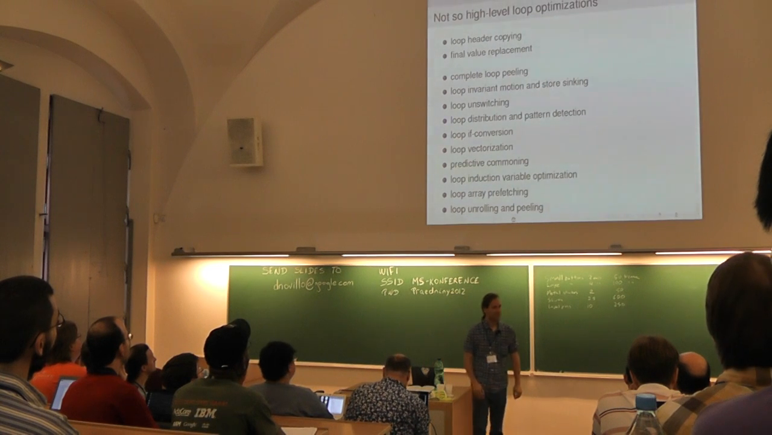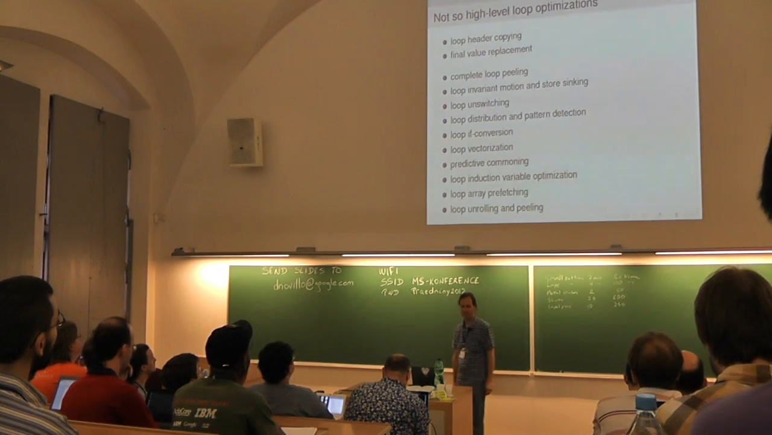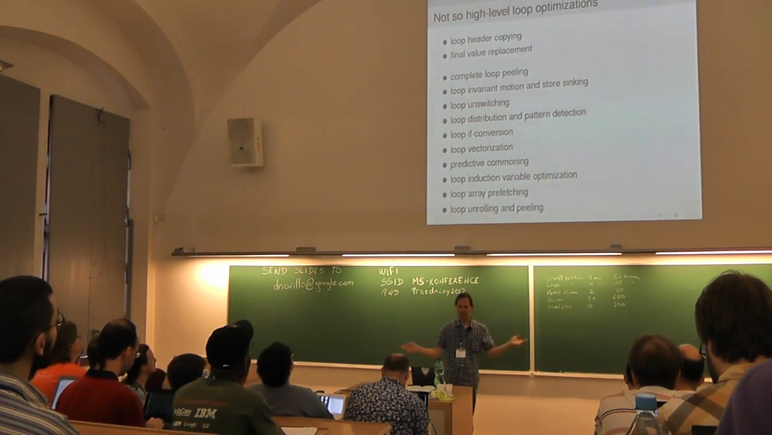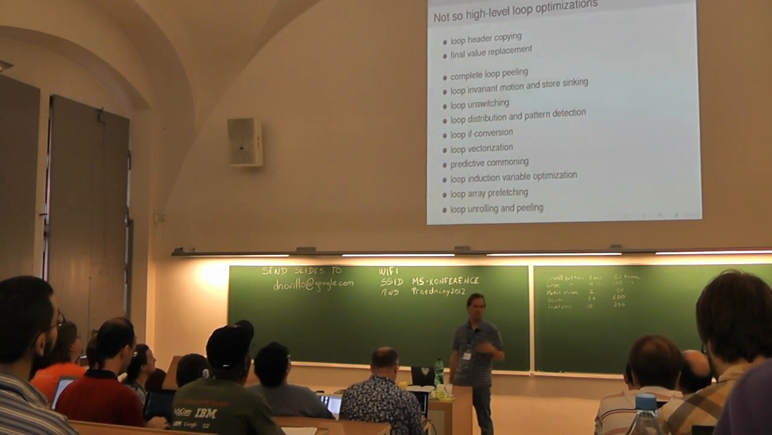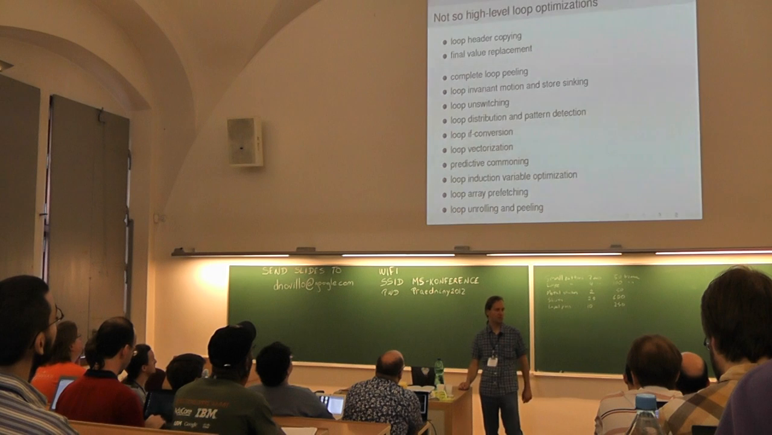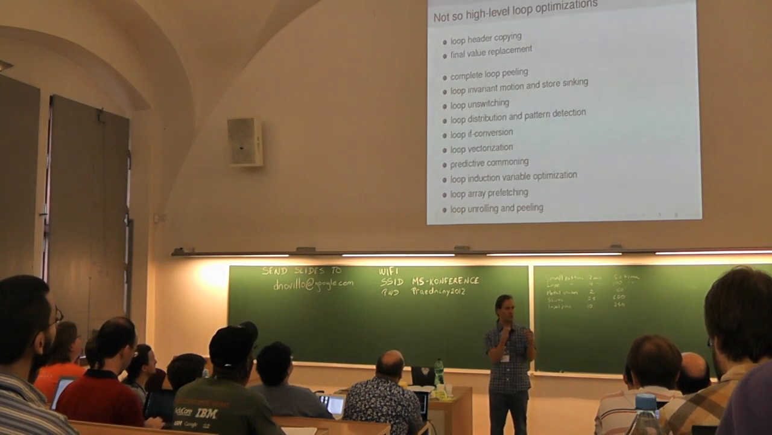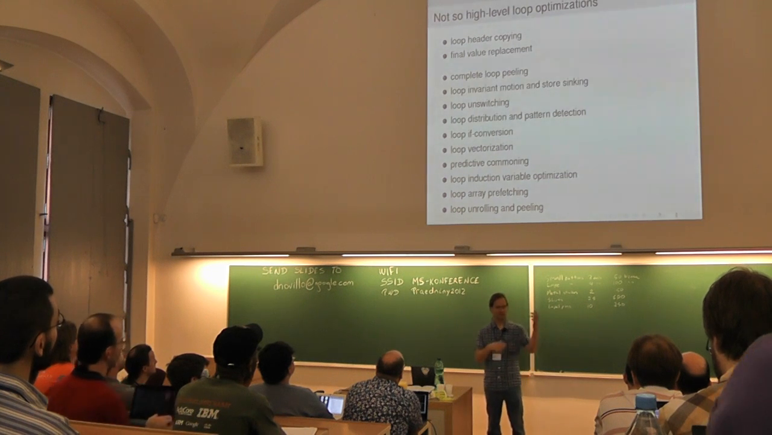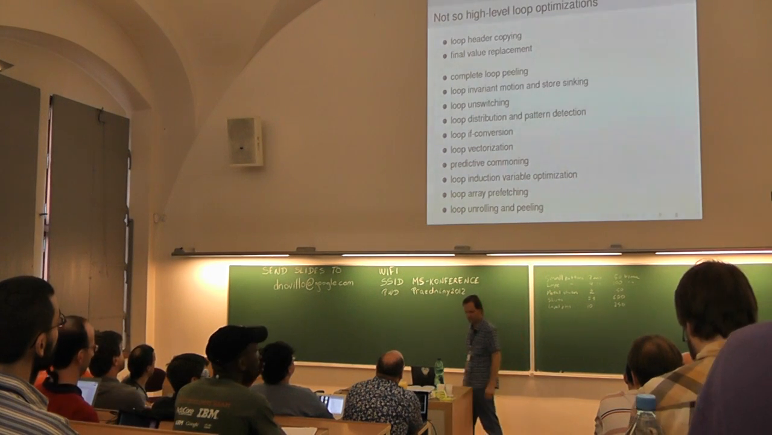And there are quite a few more of the simple, not so high level optimizations. Like we can unroll loops, do loop invariant motion, we can unswitch loops, also only for the innermost loop. So if there's a conditional in the loop, we can produce two loop copies when the condition is invariant, basically hoisting the condition outside of the loop and just having two different loop bodies.